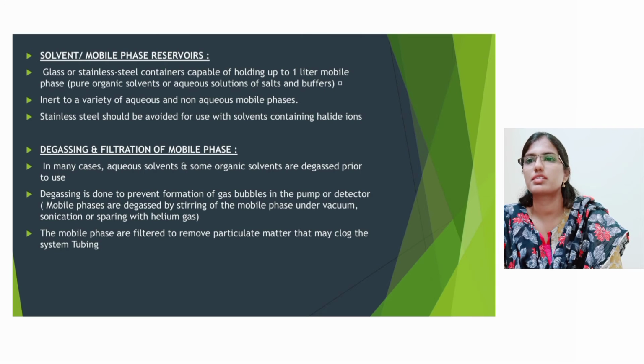In many cases, aqueous solvents and some organic solvents are degassed prior to use. Degassing is done to prevent formation of gas bubbles in the pump or detector. Mobile phases are degassed by stirring of the mobile phase under vacuum, sonication or sparging with helium gas. The mobile phases are filtered to remove particulate matter that may clog the system tubing.